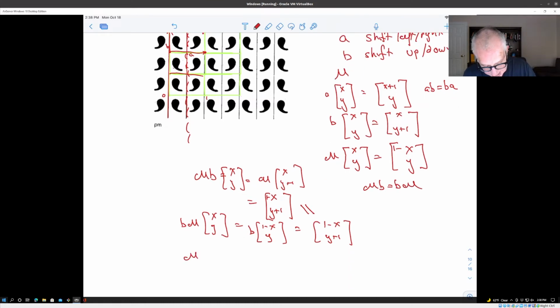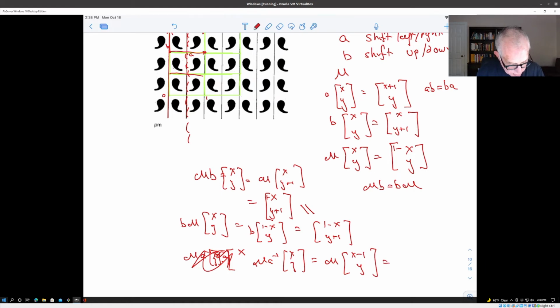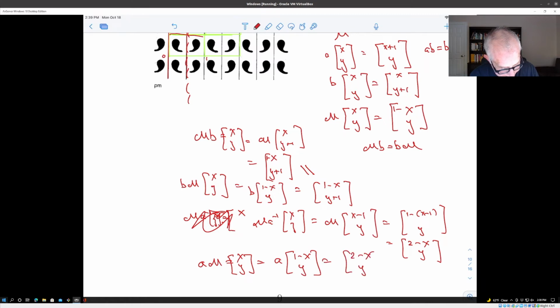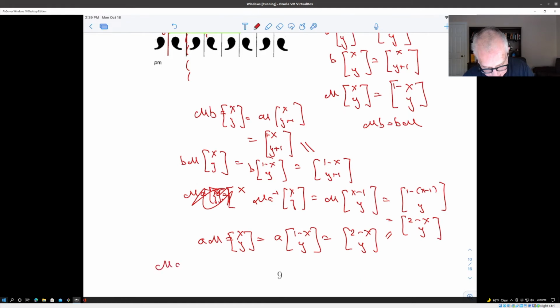But on the other hand, if you do M A inverse of (x, y), this is M of (x - 1, y). And this is (1 - (x - 1), y), which is (2 - x, y). And AM of (x, y) is A of (1 - x, y), which is (2 - x, y). And those are equal. So M has this dihedral property, but only for one of the basis elements, not the other. And again, the elements of the group are of the form A to the n, B to the m, or M A to the n, B to the m.